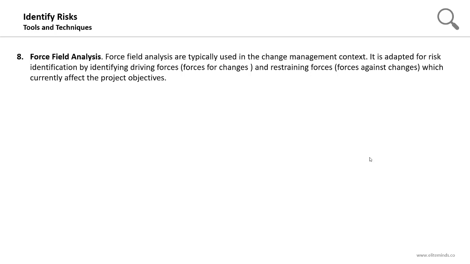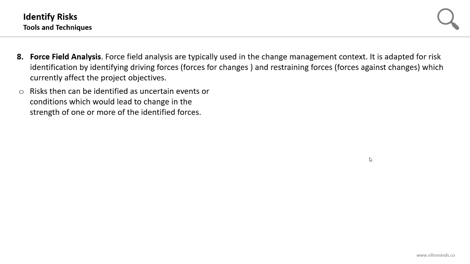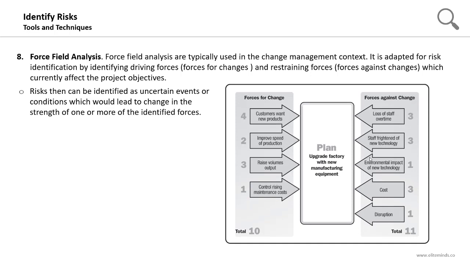So you can use the force field analysis, which is commonly used in the change management context, in order to identify risks by identifying forces for changes and forces against changes. Then risks can be identified as uncertain events or conditions which would lead to change in the strength of one or more of the identified forces. So here is an example of applying the force field analysis. You can determine the forces that will drive the change and the forces that will be against the change. And then risks can be identified by looking at the uncertain events which would lead to a change in the strength of one or more of these identified forces.